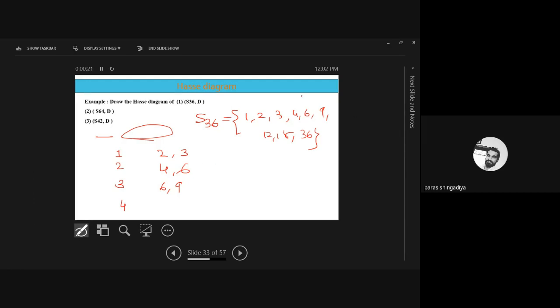6 is not possible. 4 divides 6 is not correct. 9 is also not possible. After 9, 12 is there. So 4 divides 12. Clear? That is true. And after that, 18 is there. So 4 divides 18 is not true. And 4 divides 36, which you can easily map by 12 also. Okay, so only 12 is the answer, which is the cover element of 4.